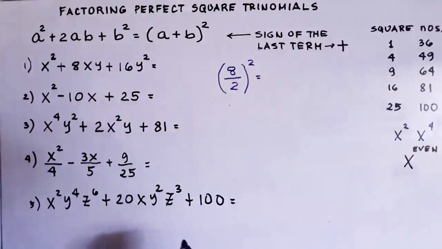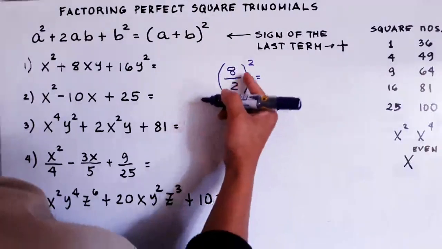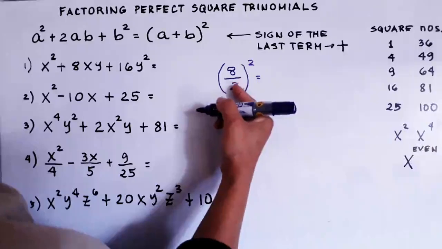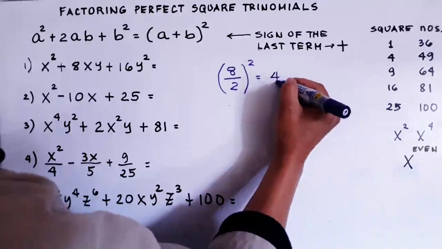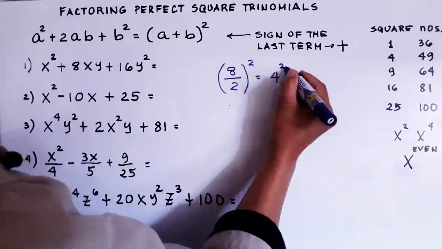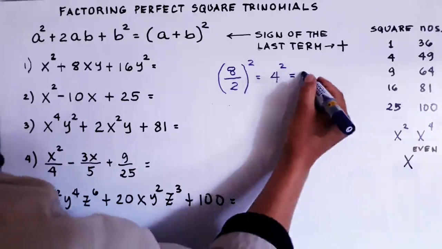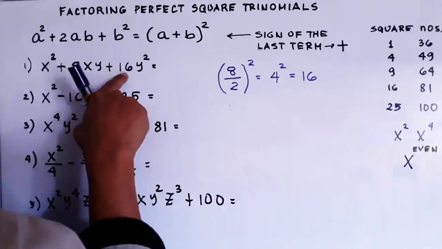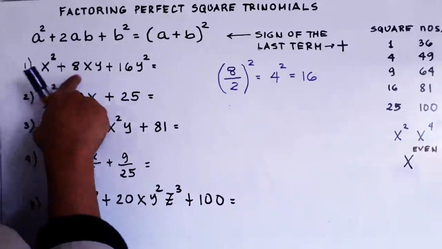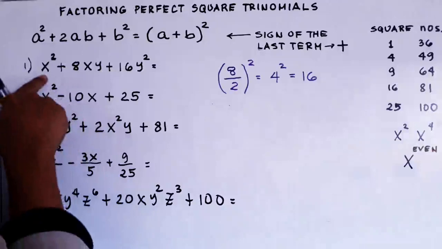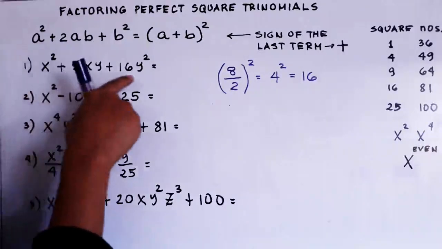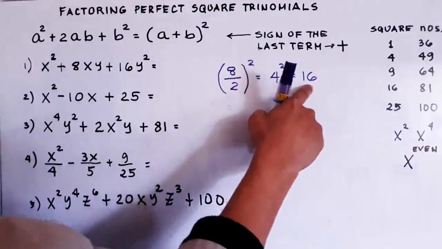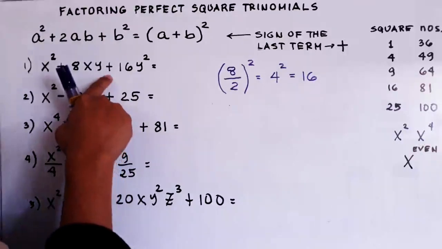By PEMDAS, we do the bracket first, or divide first. 8 divided by 2 gives us 4, and then we square it, and 4 times 4 is 16. This one should be the last term, and the last term is 16. Therefore, this is a perfect square trinomial. This one is a perfect variable, this one is a perfect variable, and this is a square number. 16 is a square number, and that one is 16, so this is a perfect square trinomial.